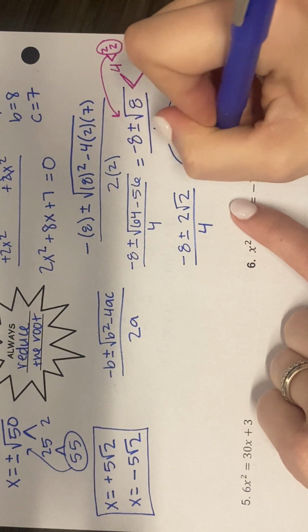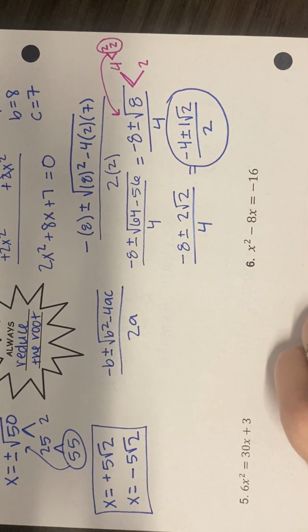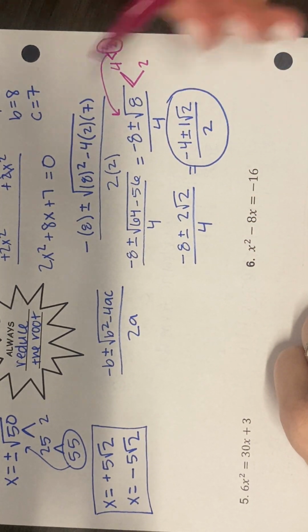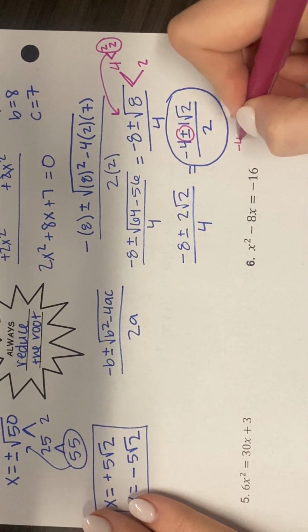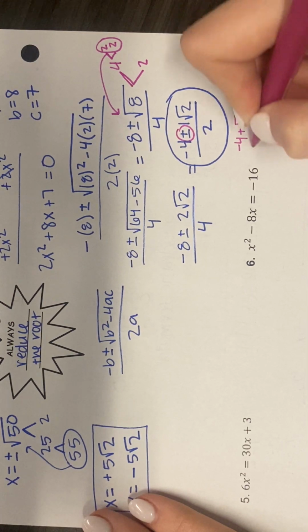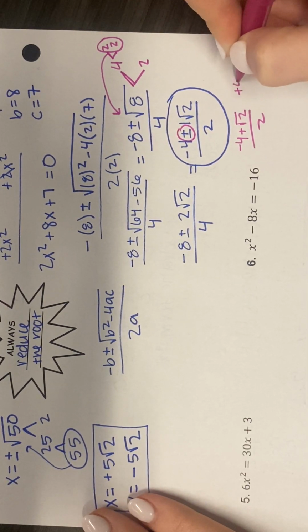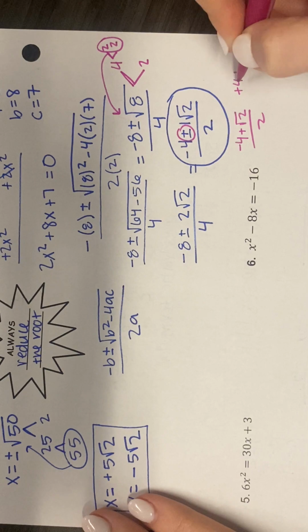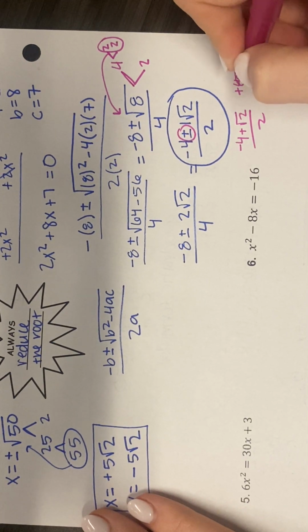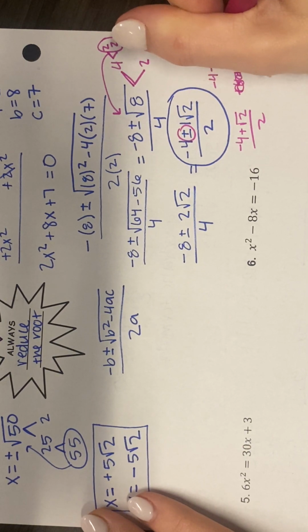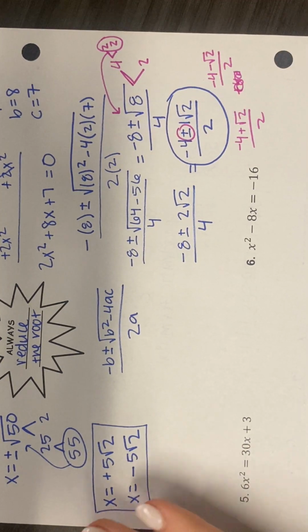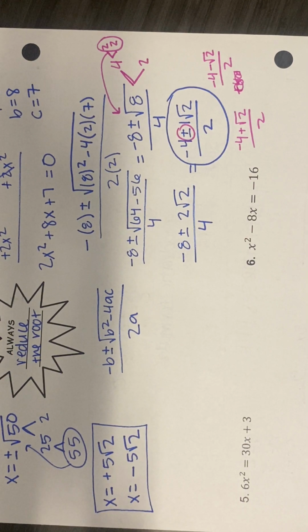And so now this is your final answer with a plus and a minus, which means you can write it two separate ways. So we've got negative 4 plus root 2 over 2 and, wait, oh my gosh, what am I doing? Negative 4 plus root 2 over 2 and negative 4 minus root 2 over 2. Sorry, that was a brain fluff.